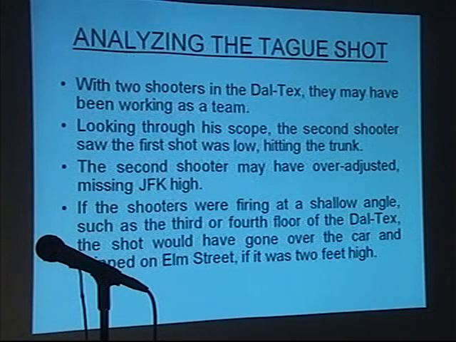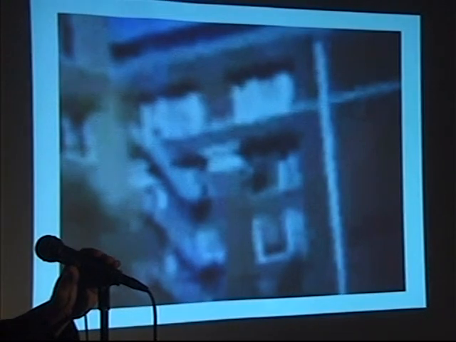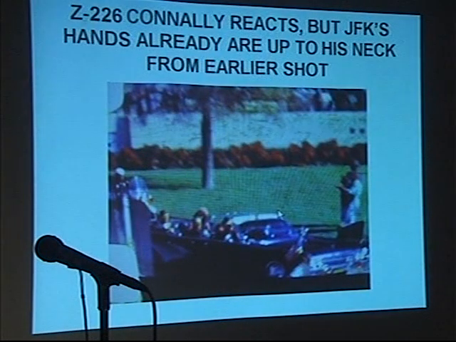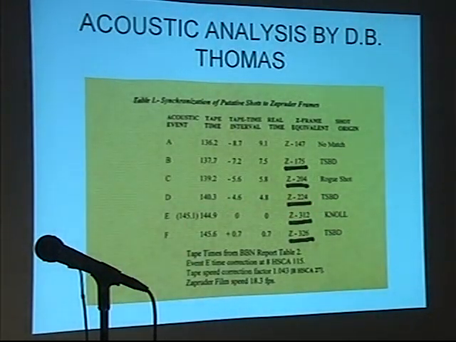Next slide. So, analyzing the Tague shot, let's skip this in the interest of time. We'll go on to the next slide. Next one too, please. 24 is the Connally shot, and this we saw earlier today. Next slide. Connally is hit at about 226 or so. Next slide. And now we're talking about the Connally shot.